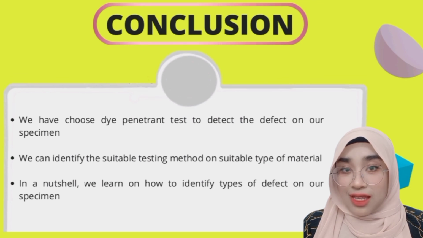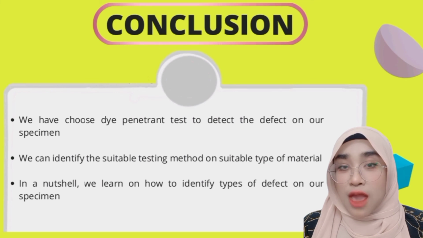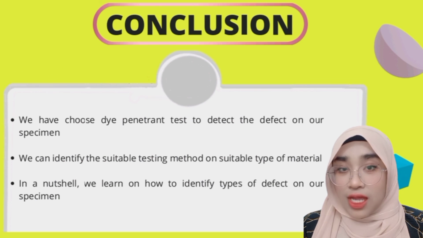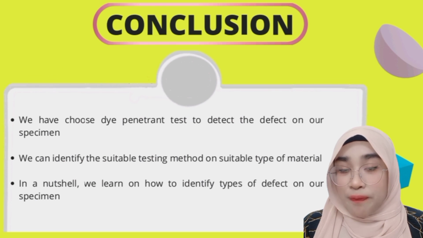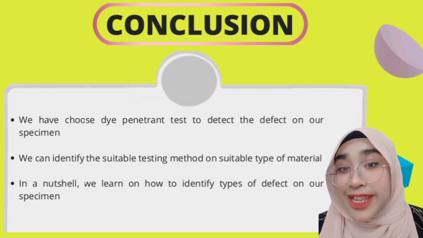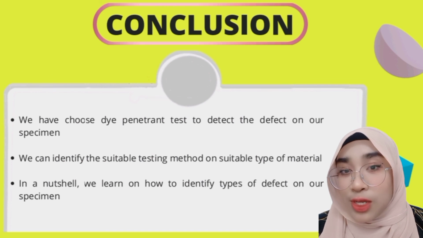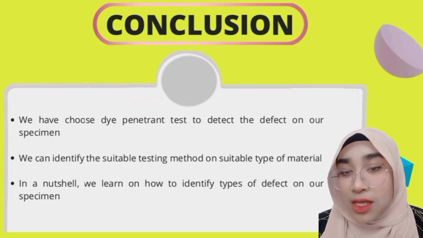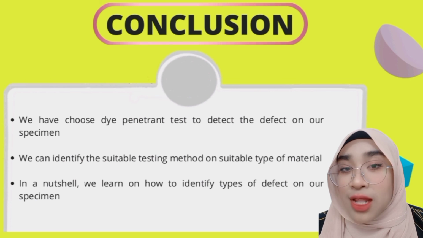On the last slide, it can be concluded that we are able to perform liquid penetrant tests to detect defects on our specimen. Next, we are able to identify the suitable testing method for the suitable type of material. In a nutshell, we are able to learn how to identify the type of defect on our specimen by using appropriate testing.